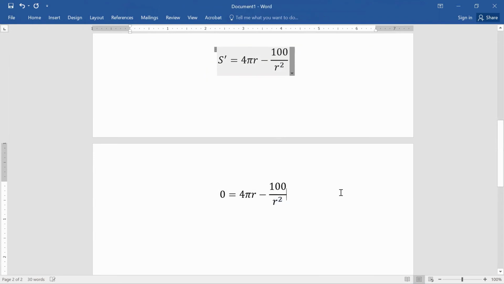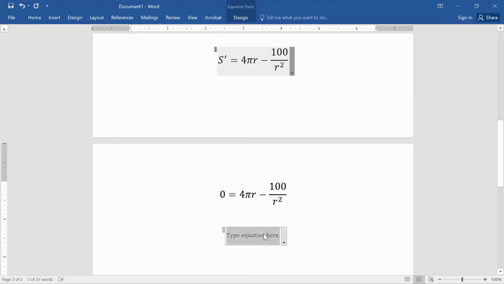Let's go ahead and multiply both sides by r squared. By the way, I know I can do that and get rid of this denominator because I know r is not going to be 0. If r is 0, then my cylinder has no value. So I can multiply by r squared, assuming that r is not 0.